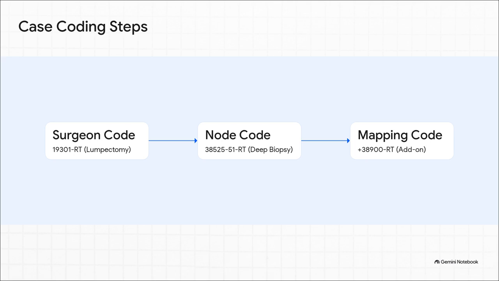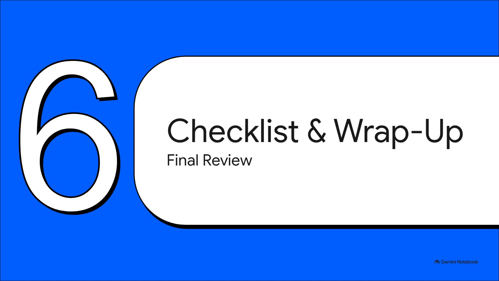Finally, the surgeon personally injected the blue dye for intraoperative mapping, giving us our add-on code 38900. And since everything happened on the right side, we just append the RT modifier to all of them. The radiologist, of course, would separately bill for that pre-op clip. And that brings us to Section 6, Final Checklist and Wrap-Up.